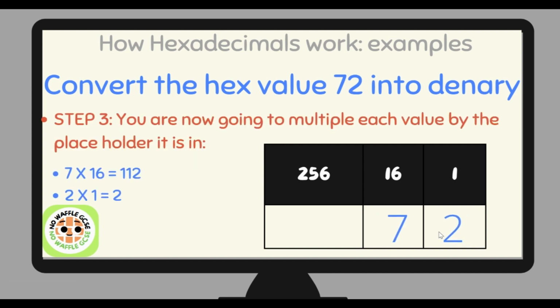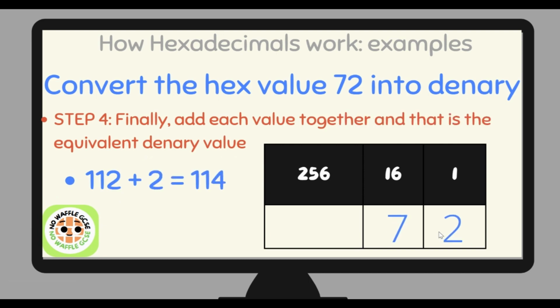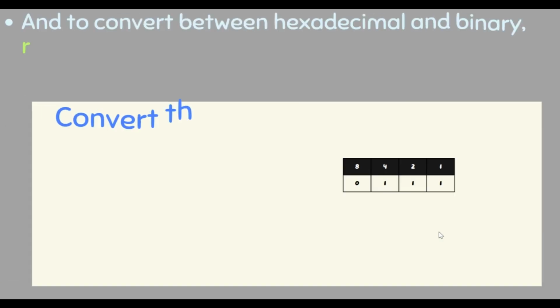Now, step 3, you are going to multiply each value by the placeholder that it is in. For example, for the 2, you're going to multiply that by 1, and for the 16, you're going to multiply that by 7. Now, you've moved on to step 4, which is finally just adding each value together, and that is the equivalent denary value. So you're going to do 112 plus 2, which gives you 114. So the hex value 72 means the denary 114.